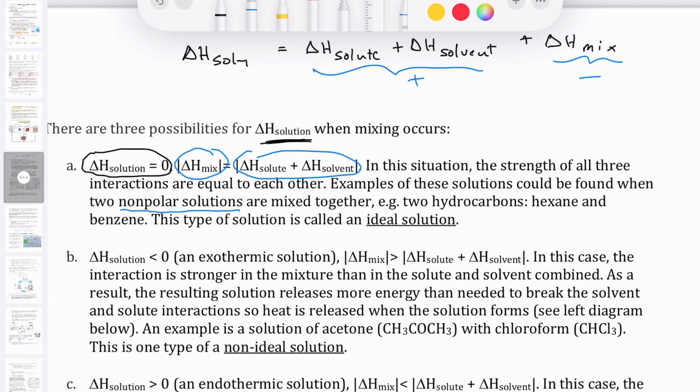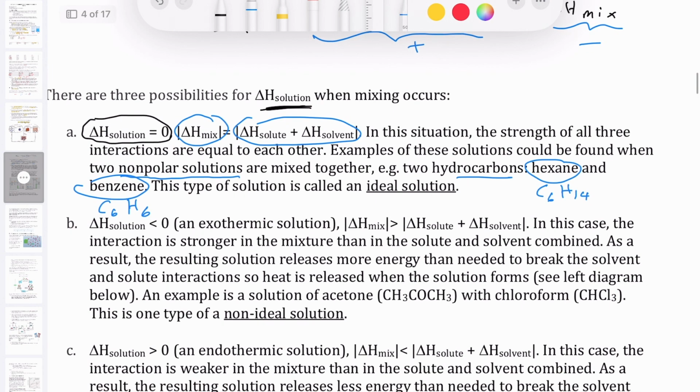They're about the same size. So here I'm giving two hydrocarbons, hexane, which is C6H14, and benzene, which is C6H6. These two molecules have fairly similar polarity. They're just hydrocarbons. They only contain carbon and hydrogen. They're nonpolar. And so they mix pretty much with that type of profile of delta H of solution being close to zero. Solutions like this are what we refer to as an ideal solution.